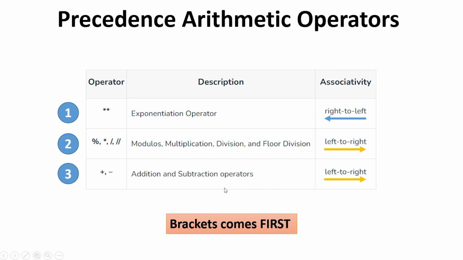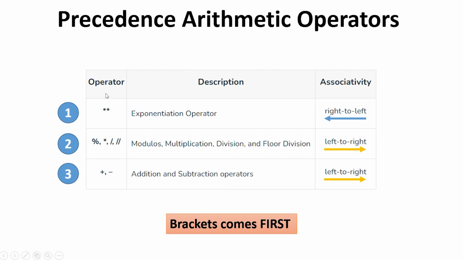To understand this, we need to first of all understand the hierarchy of arithmetic operators. In this case, there are 7 operators. Python has given hierarchy to each and every operator. The highest hierarchy or highest precedence is given to the exponential operator. The second precedence is given to 4 different operators, that is modulus, multiplication, division and floor division. And the last precedence is given to the addition and subtraction operators.